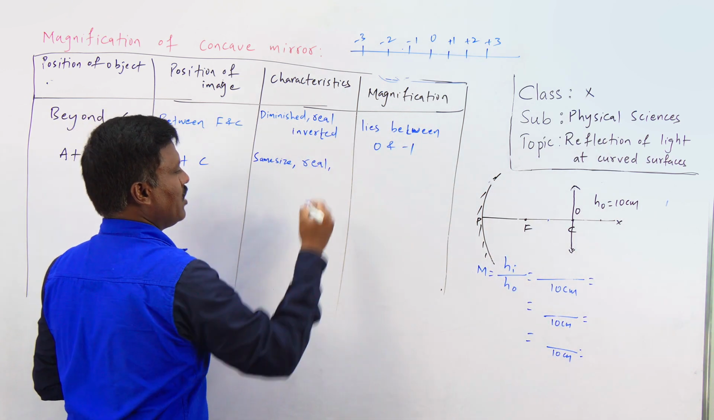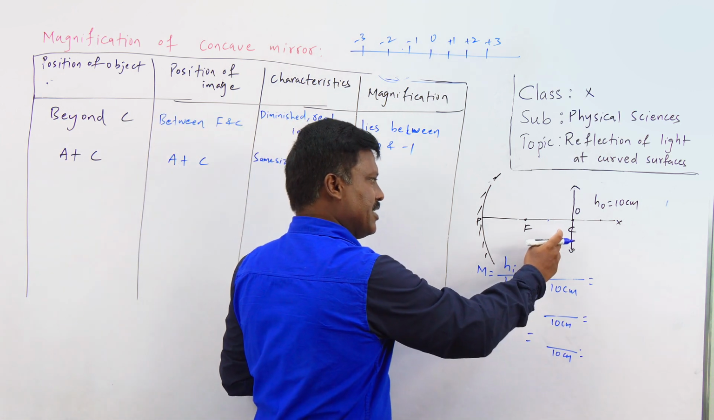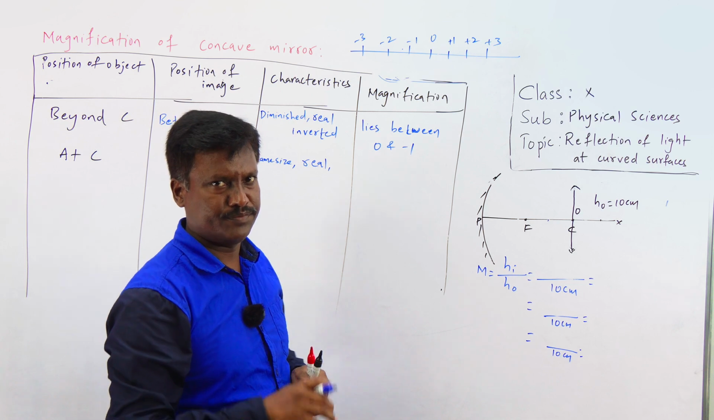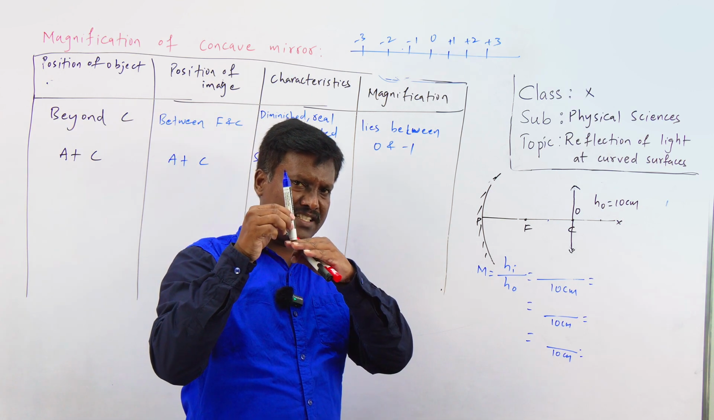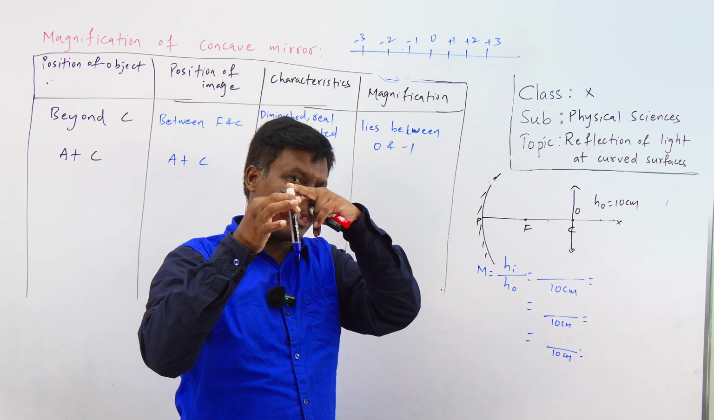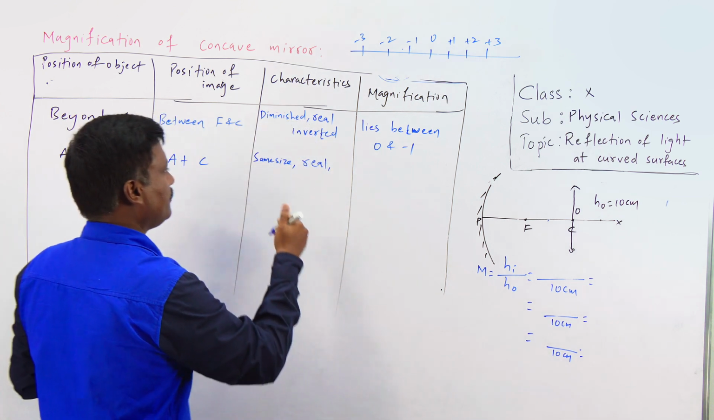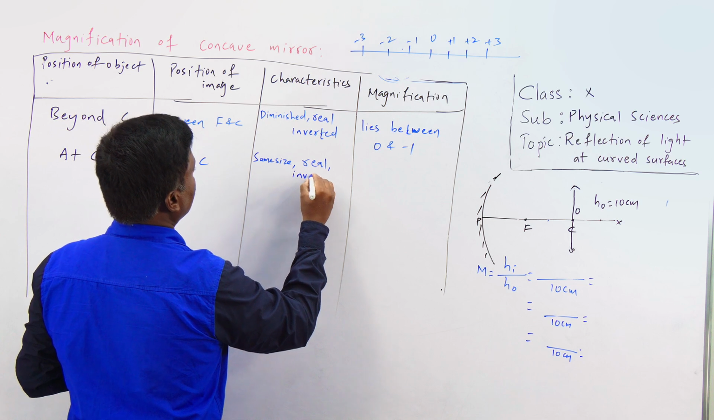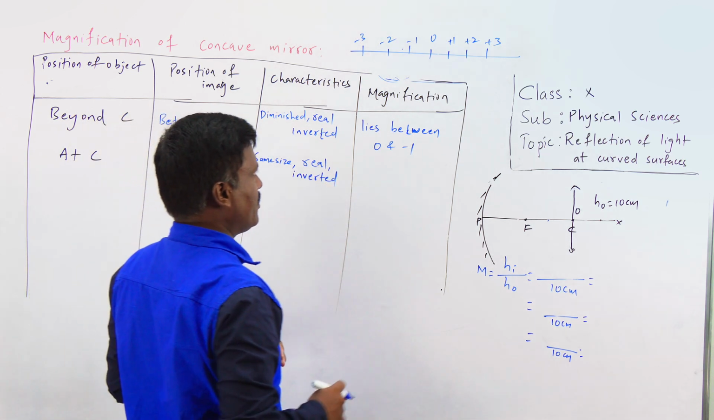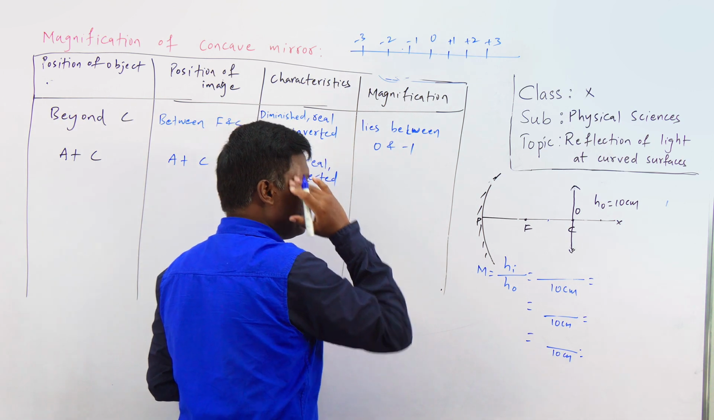Next. And one more characteristic. Is this image formed upward of the principal axis or downward of the principal axis? Downward. Okay. Upward of the principal axis is an upright image. Downward of the principal axis is an inverted image. Inverted. Characteristics finished. Now we are going to find the magnification value.